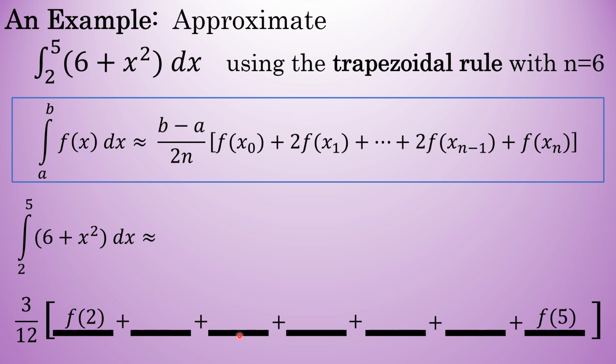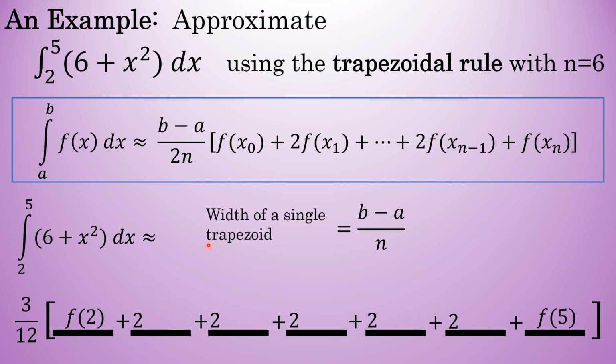The terms in the middle are a little bit more complicated to come up with. These are the terms that all have a coefficient of 2. To be able to determine what value you're going to evaluate in the function in these middle terms, you have to know the width of a single trapezoid. You have to know how far to go from the beginning of the first trapezoid to the end of the first trapezoid, and so on.